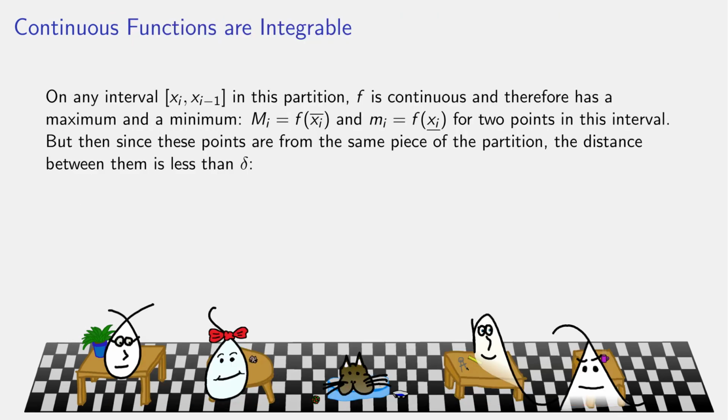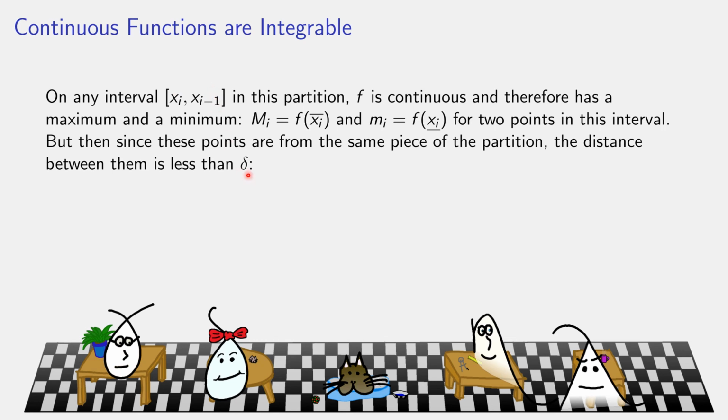So on any piece of this partition, f is continuous and therefore has a max and a min. The max has to happen somewhere in the interval, and the min has to happen somewhere in the interval. But because they're from the same piece of the partition, they're the max and the min on one of these intervals, they are within delta of one another because the partition had norm less than delta. So any 2 points in this interval are within delta distance of each other.